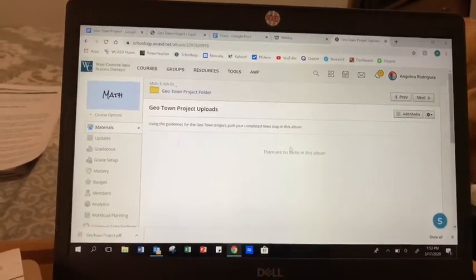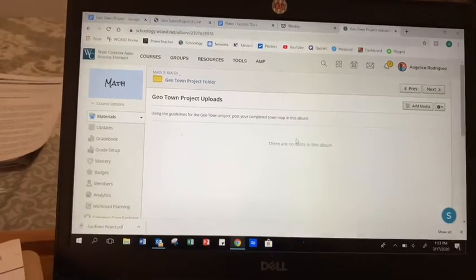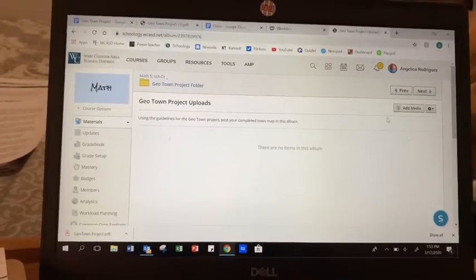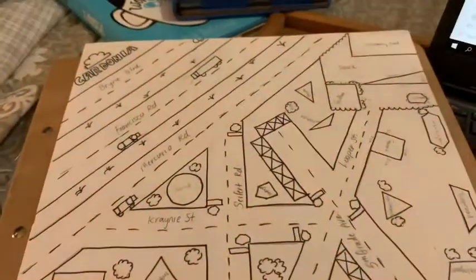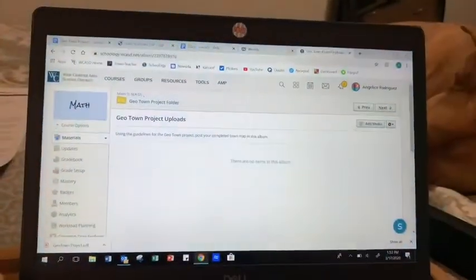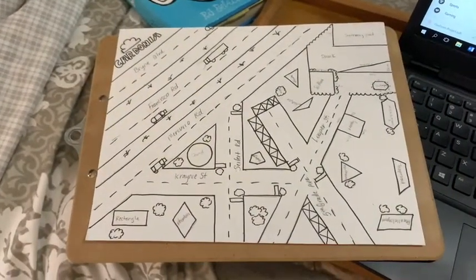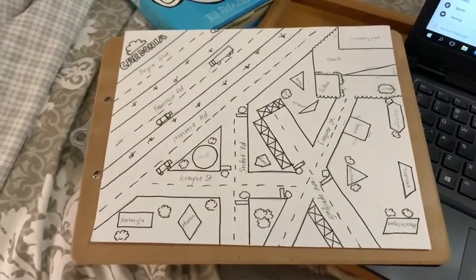And we've done this before, so students should be aware of how to do this. When we did our math research, we would upload our images. But once they finish, take a picture of their image, and then they can upload it on the media. Overall, this is the final product of the GeoTown project.